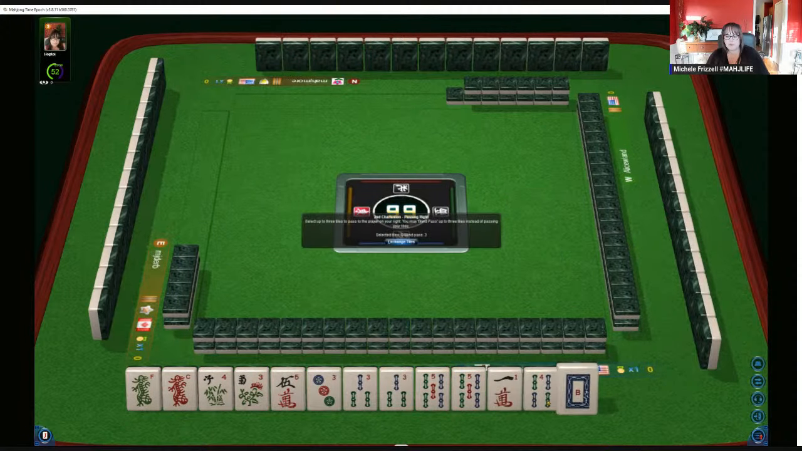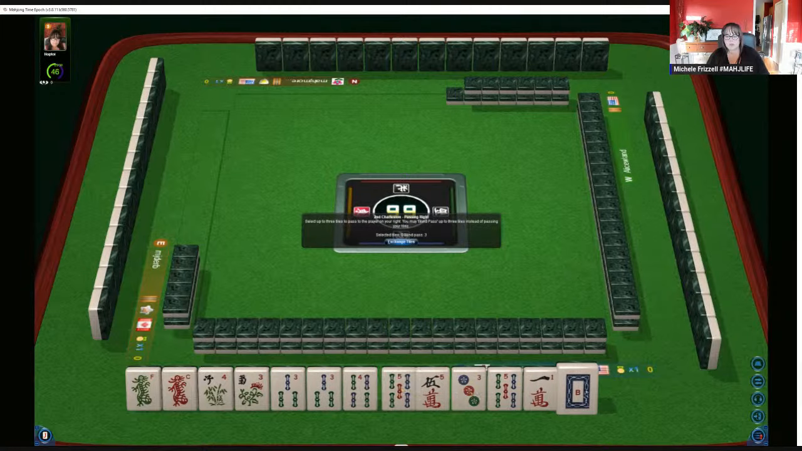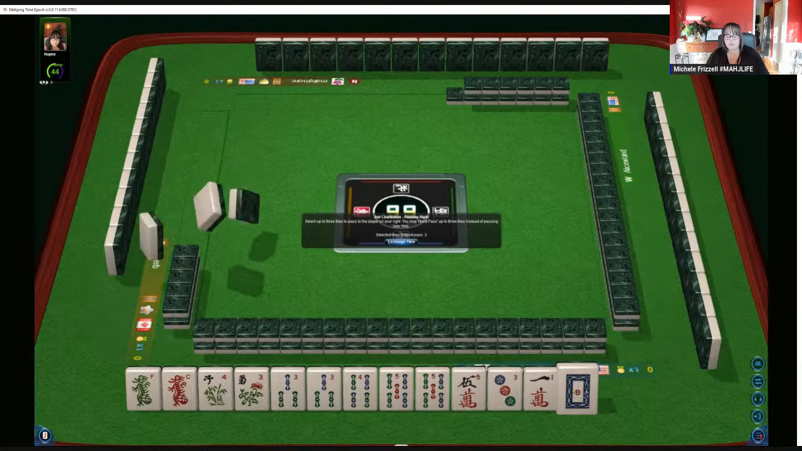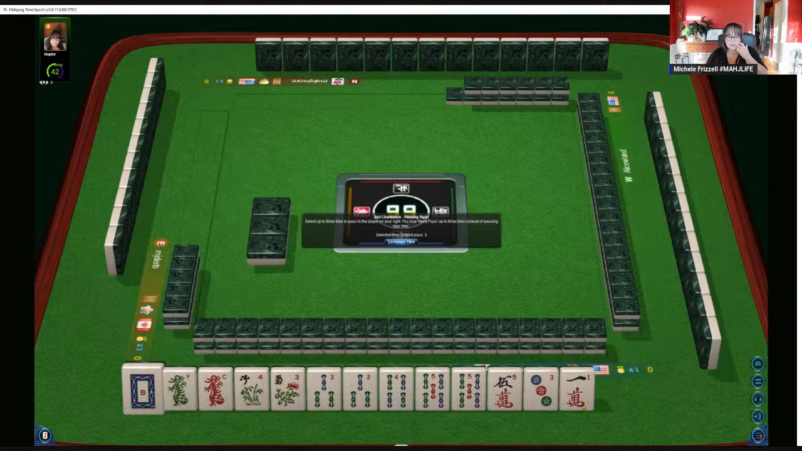Okay, we picked up our 4. So now we have a hand with no gaps. 3, 4, 5, 1 suit, Kong. We have 1 of each of the dragons.